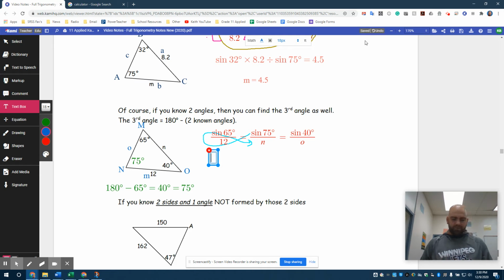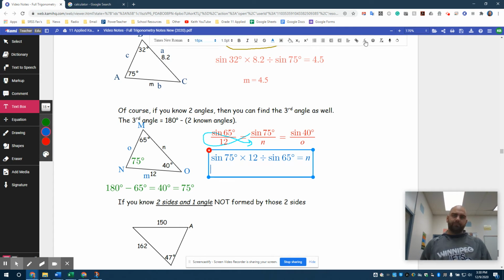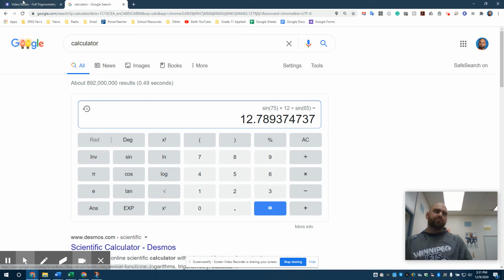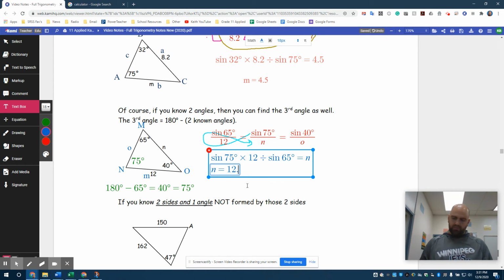So what does this look like here? Well, we're starting with sine of 75 degrees, and we're multiplying by 12, and then we're dividing by sine of 65 degrees, and that will give us our value of n. So this equals n. Now, if we use the calculator for that, again, make sure we're in degrees: sine of 75, close brackets, times 12, divided by sine of 65, close brackets, and I get a measurement of 12.78, or actually 12.79 if we round to two decimal places.